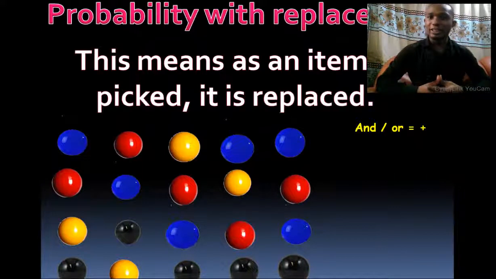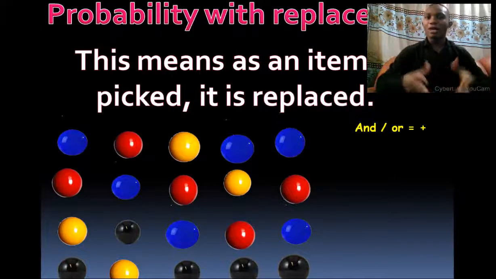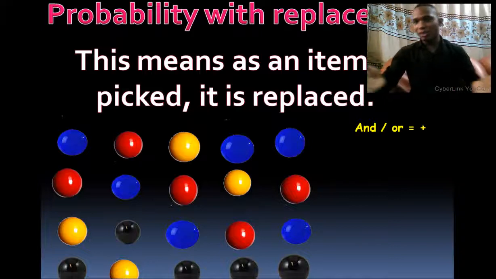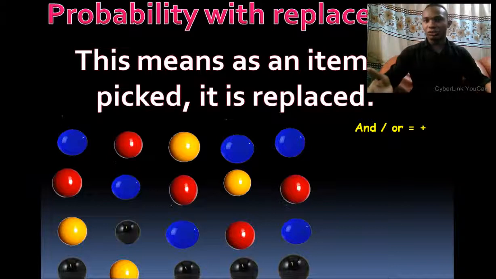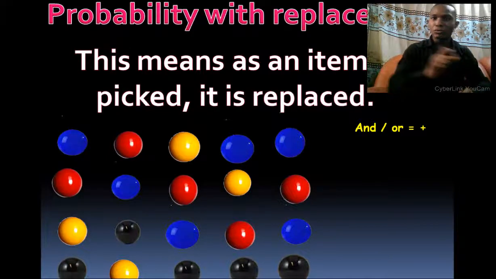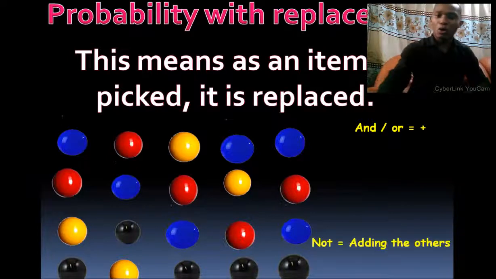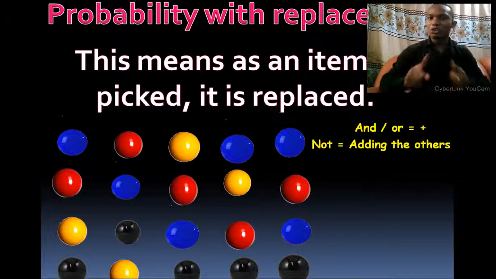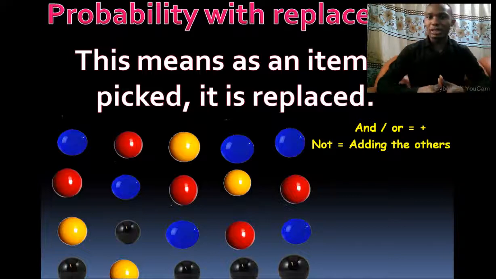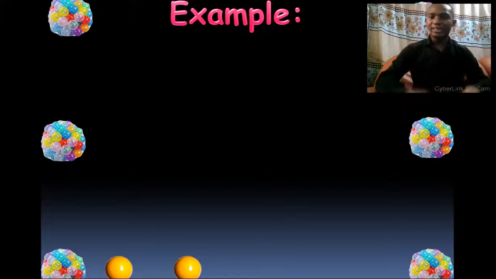In theoretical probability, the word and or the word or means addition. When you see the word and, or the word or, they all represent addition. Also when you see the word not, it means you should add the other two. Then I will give you some examples to explain and, or, and not very well. Okay, let's see an example.